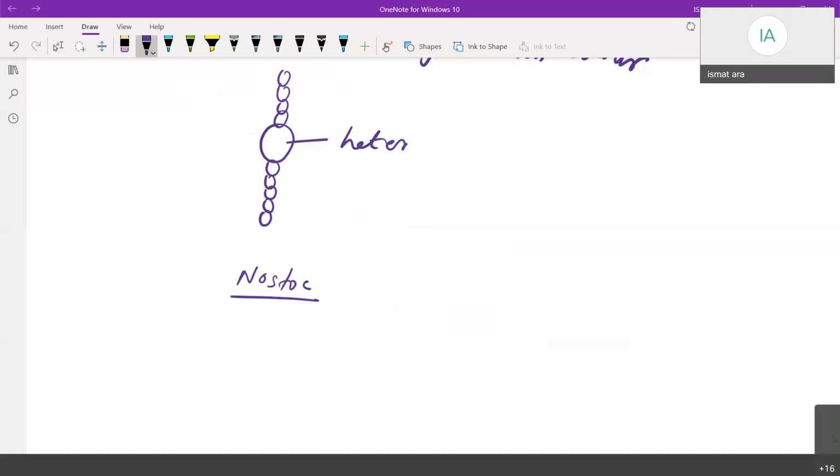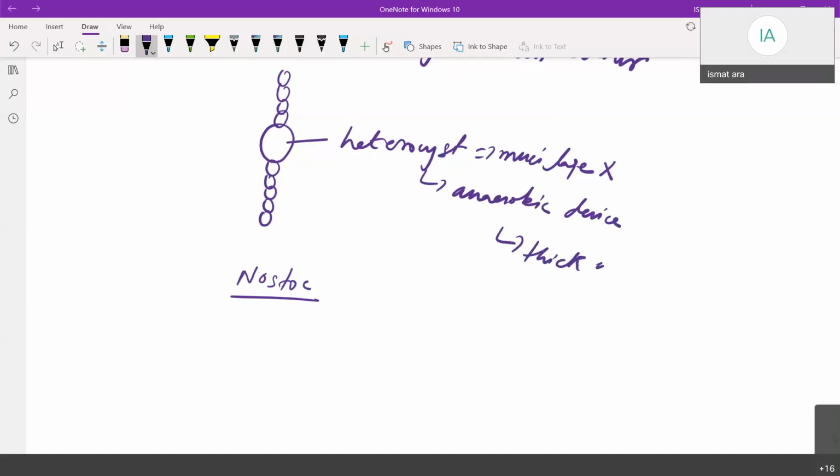In this heterocyst, the mucilage layer is absent, because this heterocyst is an anaerobic device. So here the mucilage layer is absent. It is a thick-walled structure. And here photosystem 1 is present. Photosystem 2 is absent here. Why? Because photosystem 2 is responsible for evolution of oxygen. That's why photosystem 2 is absent in the heterocyst.